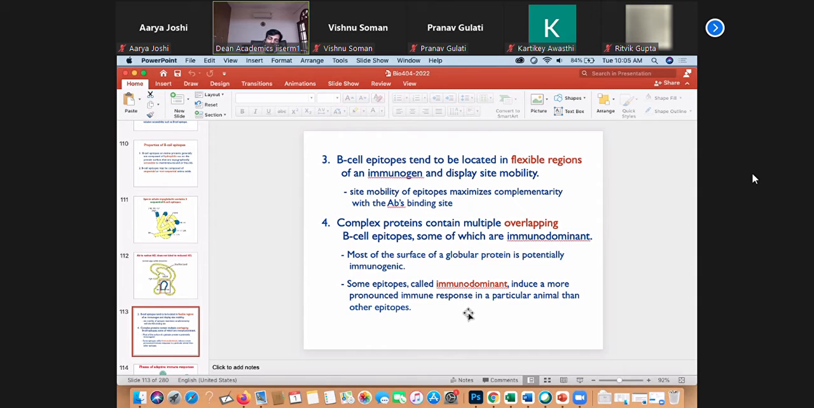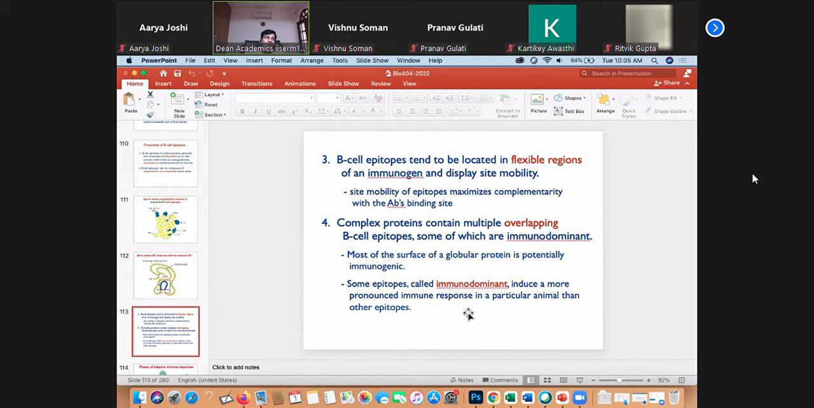The other thing that we talked about was that on a given protein, there are only certain sequences or regions which are recognized more and others are not recognized that well. Recognized means recognized by the B cell receptor, right? And eventually they are bound by the antibody, which is formed by activation of these B cells. The preceding step in activation of a B cell is binding of the BCR with these epitopes. Okay.